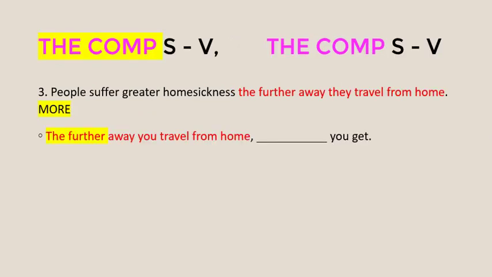Okay, this is number 3. Look at the question. People suffer greater homesickness the further away they travel from home. For number 3, we have to create a new sentence using the word more. Okay, take a look at the answer here, guys. The words in red mean they have been used. The words in black mean they haven't been used, and they have to be used in the blank.